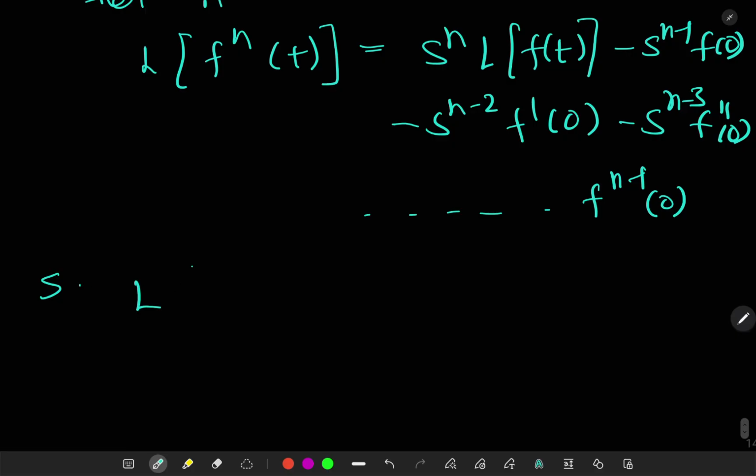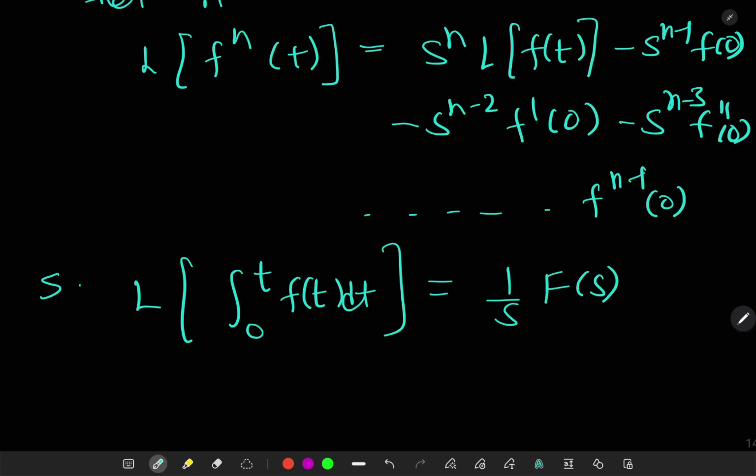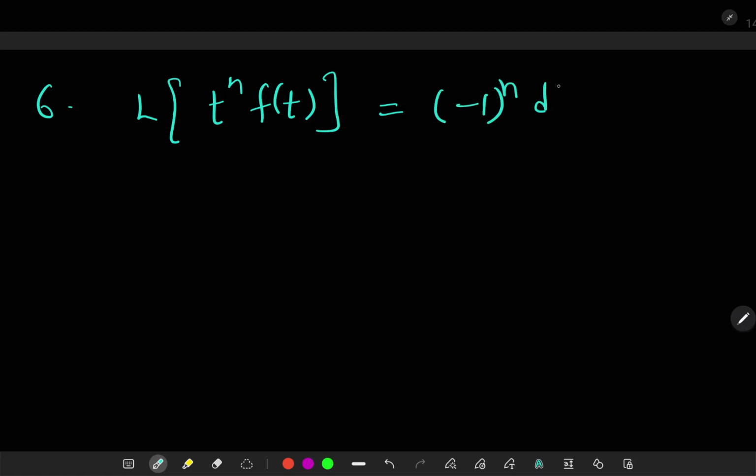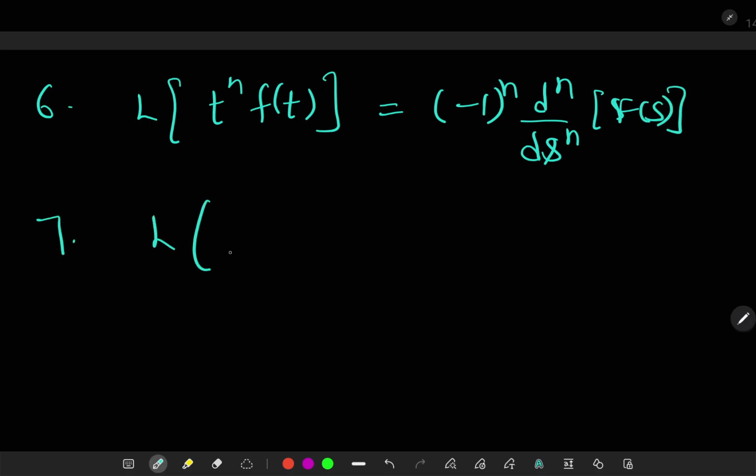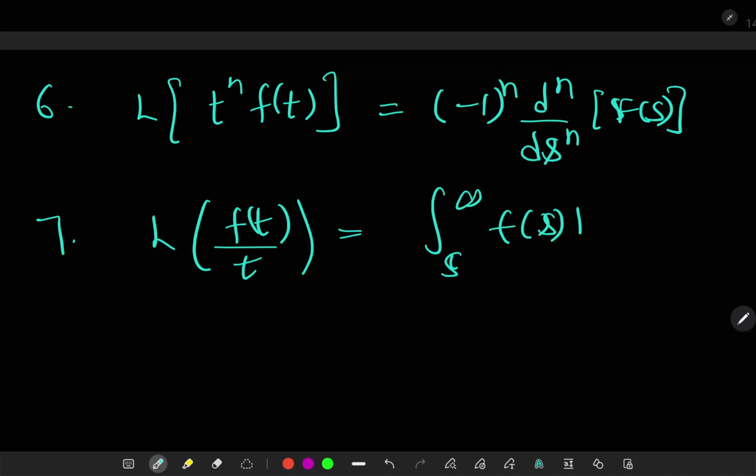Now the fifth property: the Laplace transform of the integral from 0 to t of f(t) dt is equal to (1/s) F(s). Sixth, the Laplace transform of t raised to power n f(t) equals minus 1 raised to power n times the nth derivative with respect to s of F(s). Now the seventh property is this, and this is equal to the integral from s to infinity of F(s) ds.